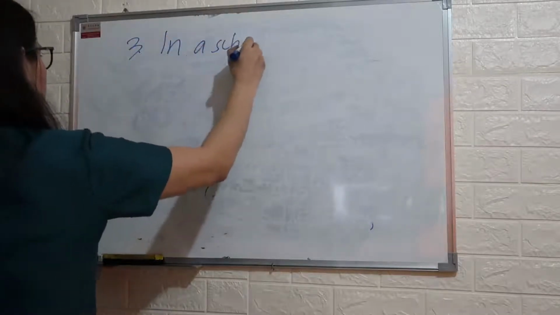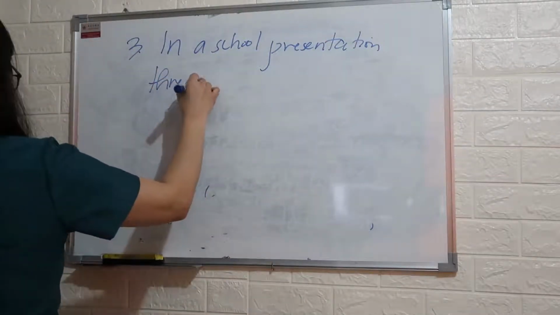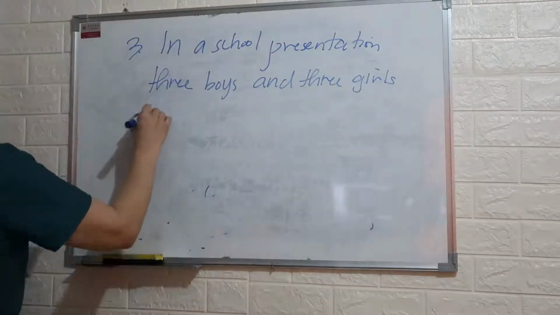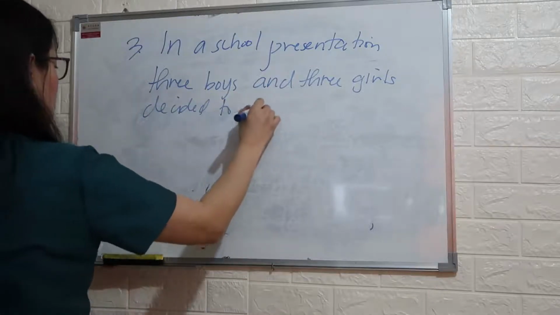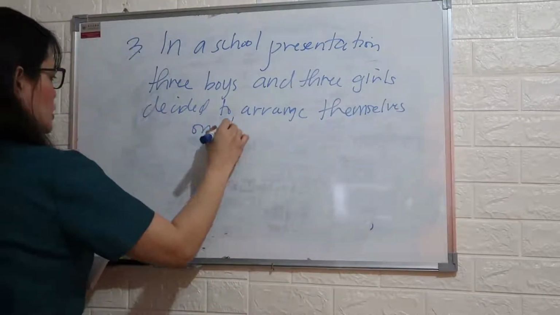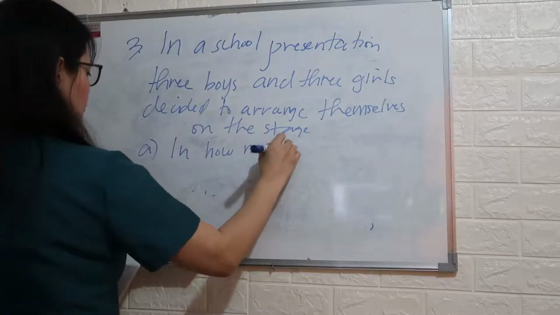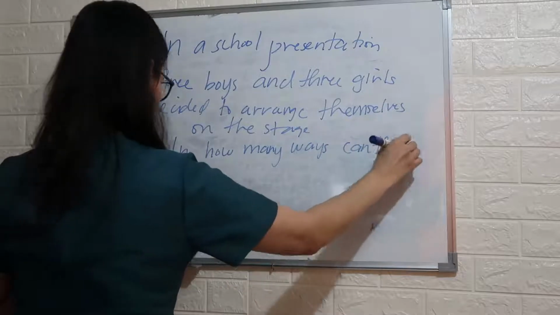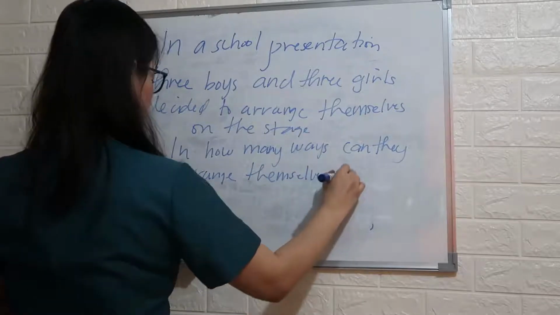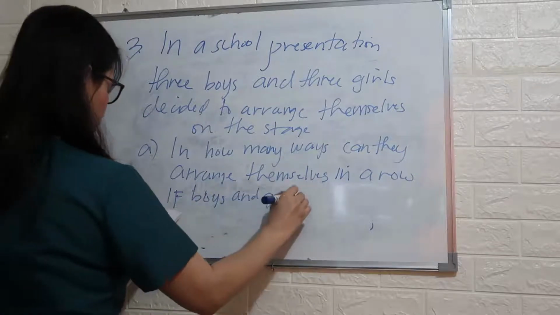In a school presentation, 3 boys and 3 girls decided to arrange themselves on the stage. So first condition: in how many ways can they arrange themselves in a row if boys and girls alternate?